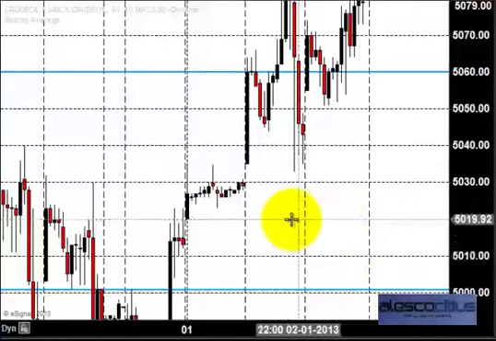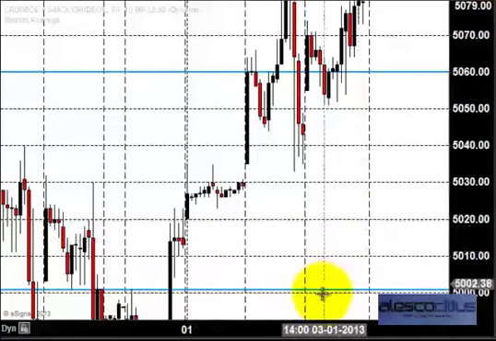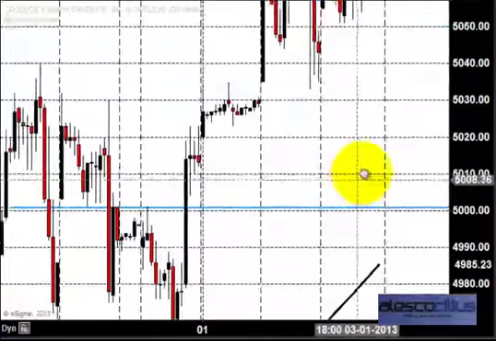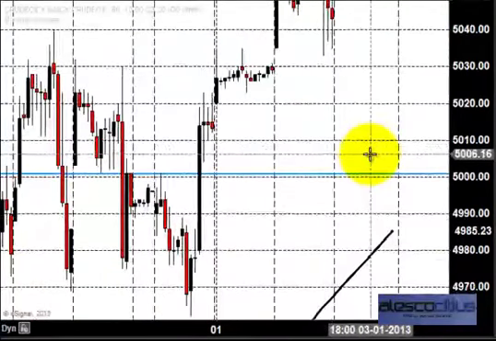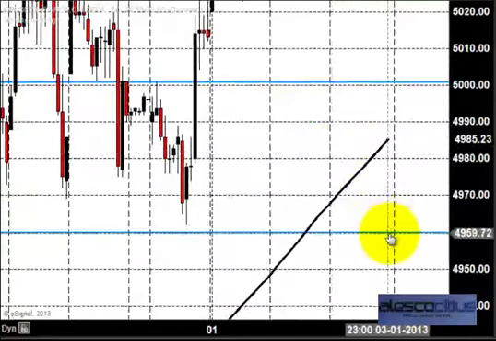The support zones still remain the same. 5020 is going to be one of the major supports, because 5000 is going to be a big number for us. It is a psychological zone. Whether the price can sustain the 5000 zone is going to be the question for this year. If the price can sustain 5000, then it can go beyond. Till 4960 we are expecting the market to stay in buying.